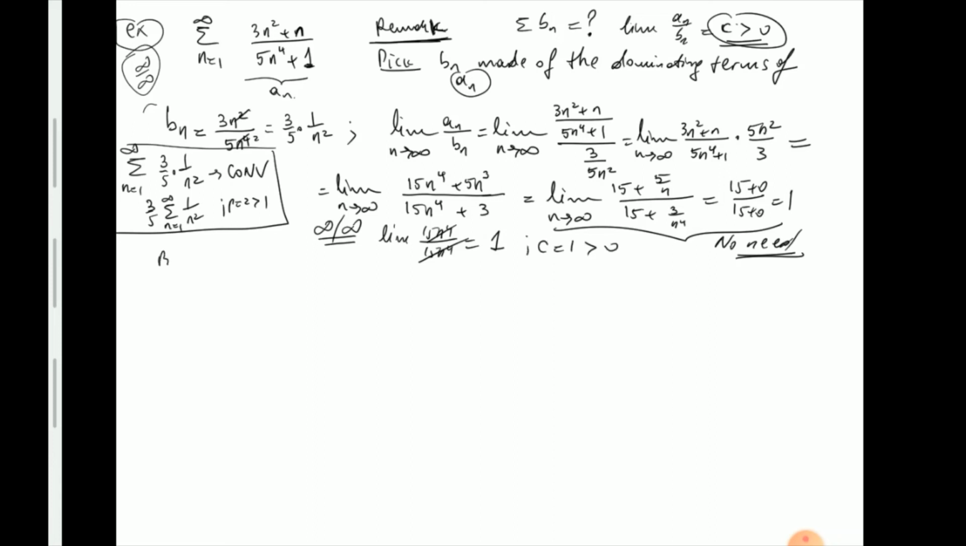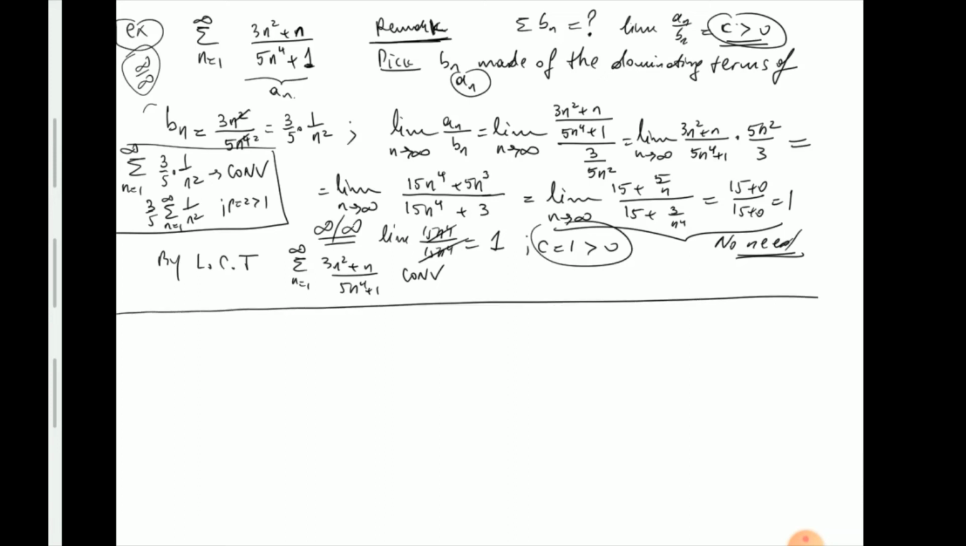So therefore, by the limit comparison test, the original series converges. Okay, so the summation of Bn that you picked converges. The limit comparison test gave you the limit, which is equal to 1. Positive, it doesn't have to be equal to 1. Any positive number will do. So therefore, the original series is just like the one that we picked, convergent in this case.